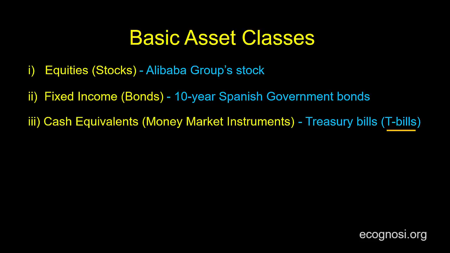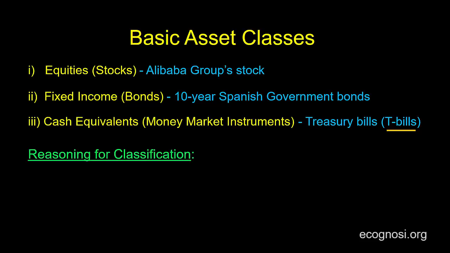Now, how did finance professionals come up with these asset classes? And how does a given security fall within one of them? For example, why do we consider Alibaba stock an equity security and not a fixed income one or a money market instrument? And we can pose a similar question not just for Spanish bonds and T-bills that are also mentioned here, but for every single security that falls into one of these three asset classes.